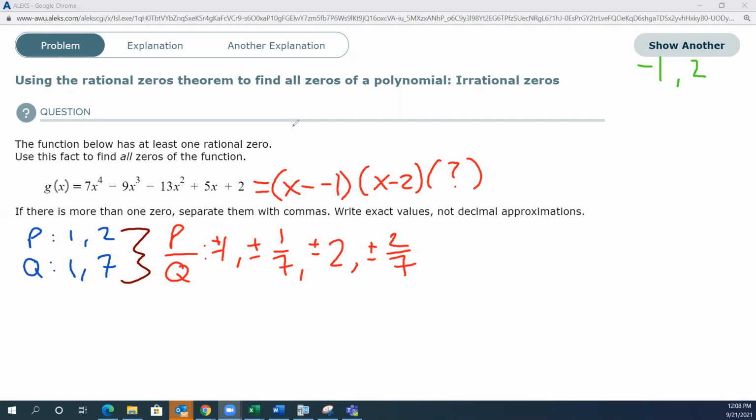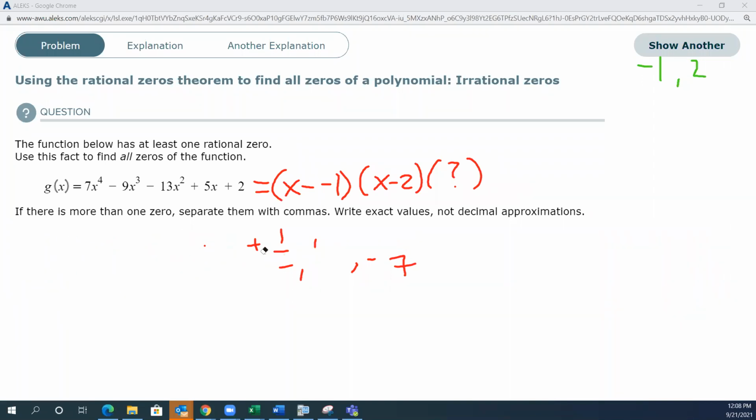Well, guess what? We're not done. We still got to find the other 2. And we know they're not rational. They're not in that cool P over Q list we made. So how are we going to do this? Oh, and by the way, I still got that on that mode. Minus, that's x plus 1.